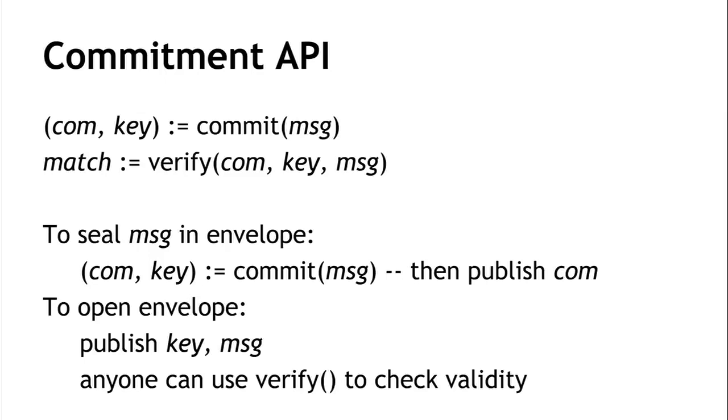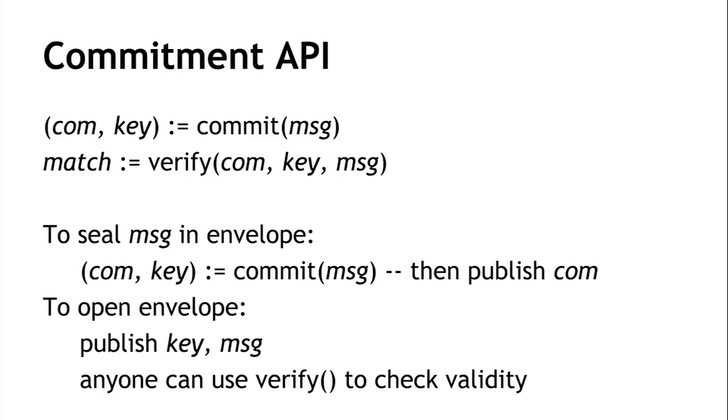Then later, you allow someone else to verify: given a commitment and a key, which you've told them in the meantime, and the message, they can verify that that commitment, key, and message really do go together, and this will return true or false. Now, to seal MSG in an envelope, we commit to the message, and that returns a commitment and a key, and then we publish the commitment. That's putting the envelope on the table.